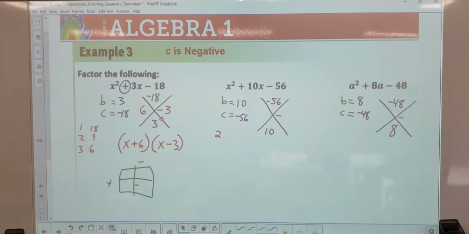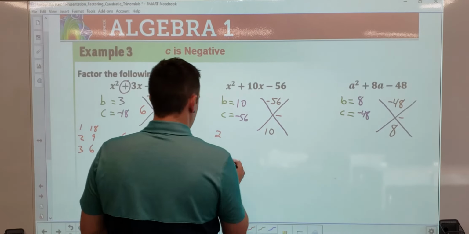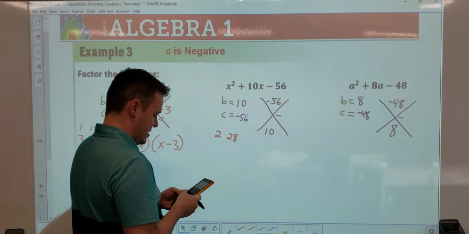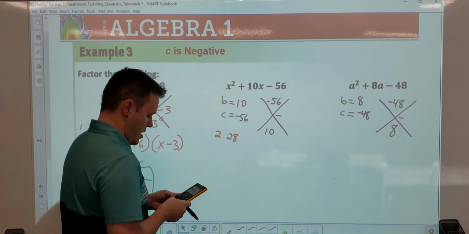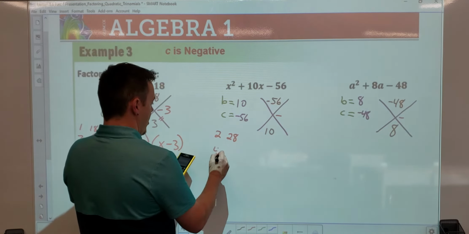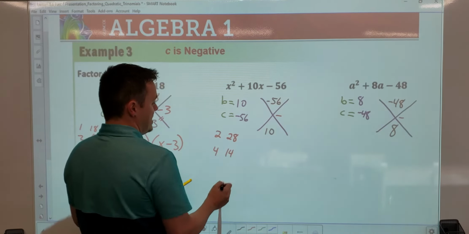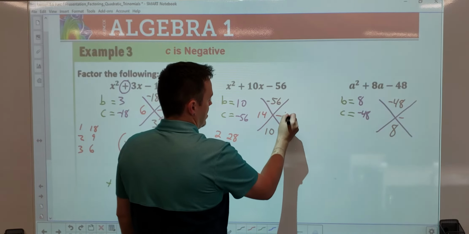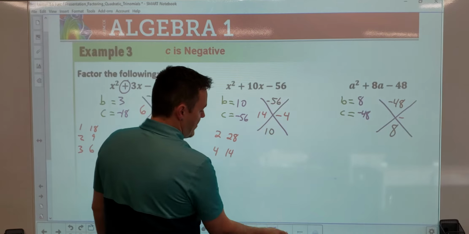All right, 56. I know it's not this one. That would be 28. Does 3 go in 56? Nope. 56 divided by 4. All right, so I've got 4 goes in, and the answer is 14. 14 minus 4 is what? 10. So there are my values, okay?